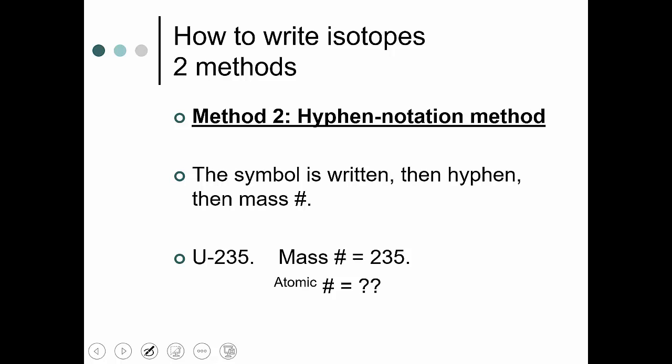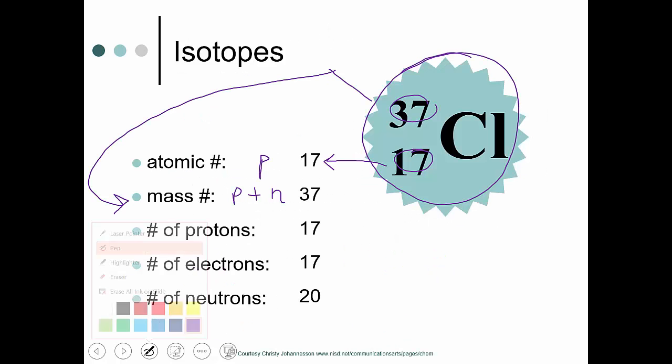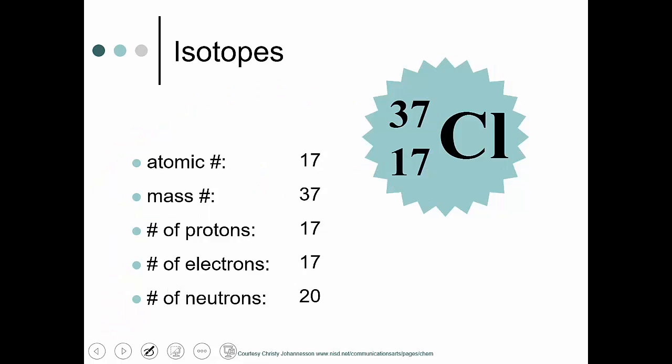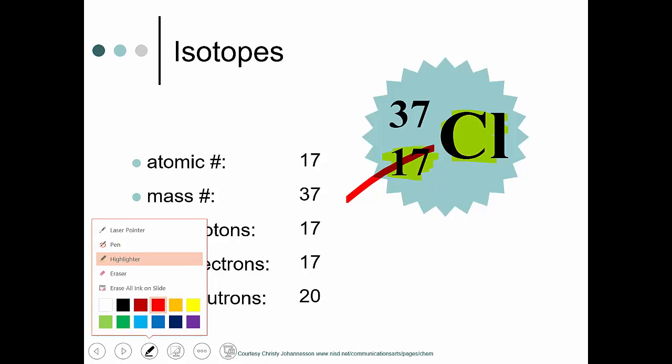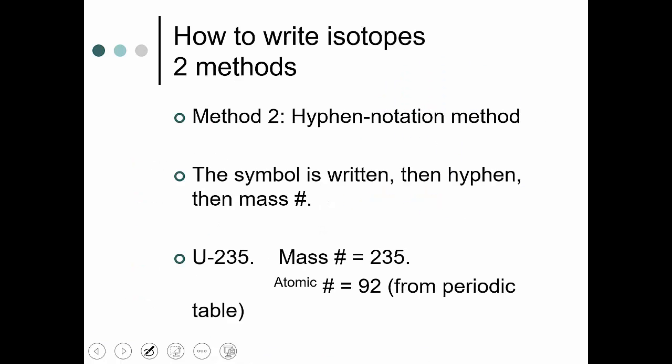The other method is called the hyphen notation method, or just the hyphen method. Lots of people recognize that it's kind of redundant for us to give the element symbol chlorine and the atomic number, because if you know one, you know the other. So why do we need to give both? Okay, so we're going to cut one out. We're going to get rid of the atomic number, and we're just going to give the element name or symbol with its mass number.